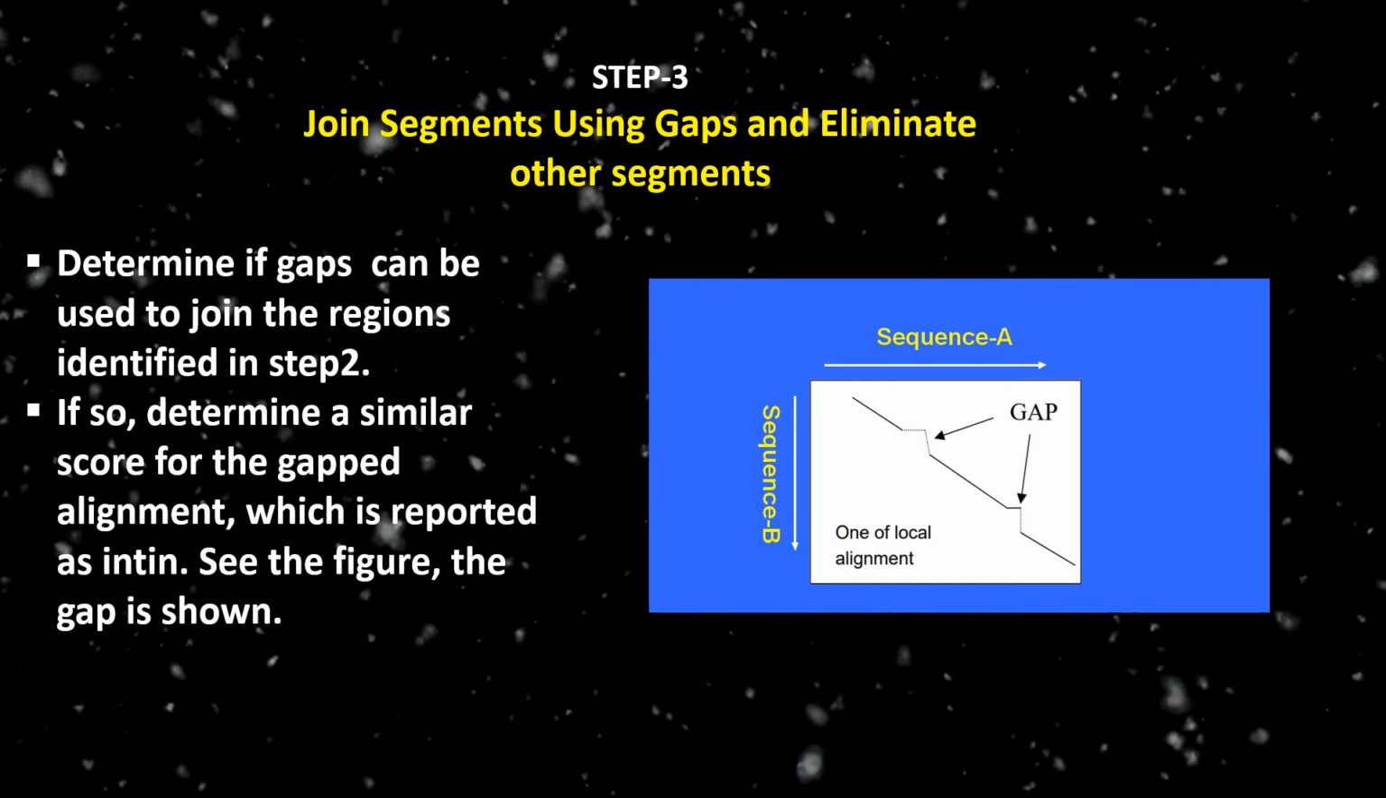Step 3. Join segments, using gaps, and eliminate other segments. It determines if gaps can be used to join the regions identified in step 2. If so, determine a similarity score for the gapped alignment, which is reported as initn. See the figure, the gap is shown.